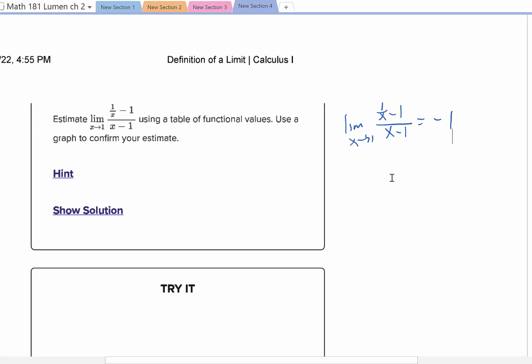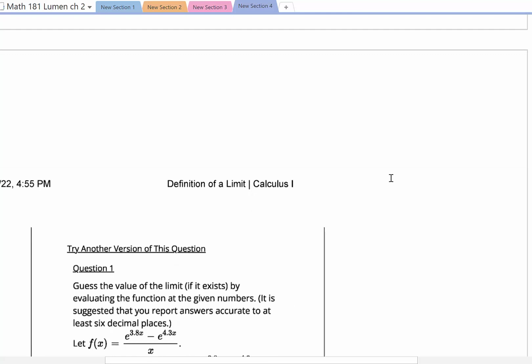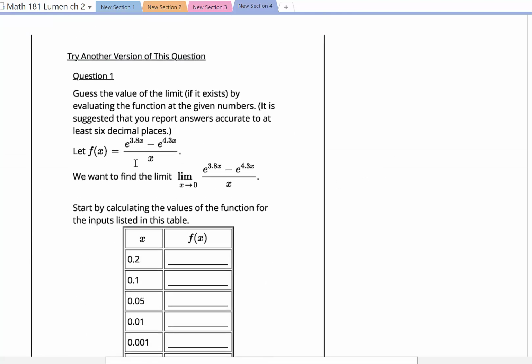Let's try another one. So this one's f of x equals e to the 3.8x minus e to the 4.3x over x. So recall our rules of exponents. We can't subtract these because they're the same base, different exponents. We can't do anything else with that. If I put the 0 in there, 3.8 times 0 is 0, so e to the 0 is 1. 4.3 times 0 is 0, e to the 0 is 1, so we have 1 minus 1 over 0, so we have 0 over 0 again.